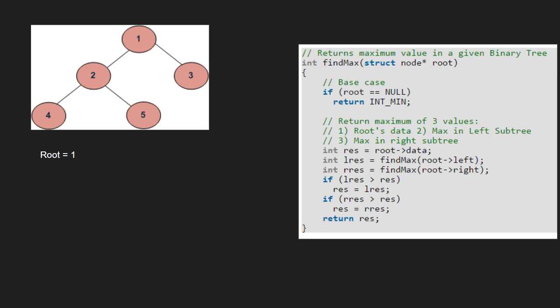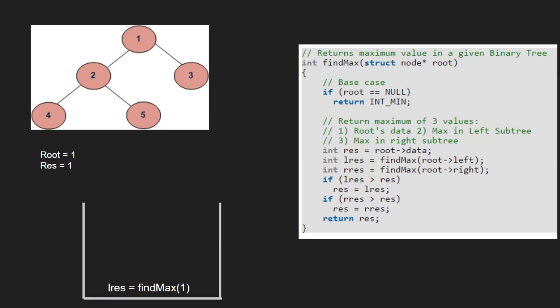In the next step, we check if root is null. Since it is not, we continue. We have another variable res to store root's data. So, res will be equal to 1. Now, we recursively call the left and right subtree of root 1 using a call stack.